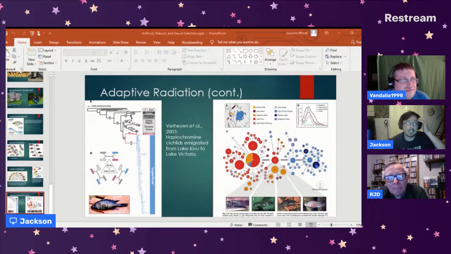If you look in the picture on the left, the super flock, those are all the cichlids from Victoria. And you see lots and lots of really, really short branches. Lots of short branches. So lots of little speciation events, not a lot of deep genera events.